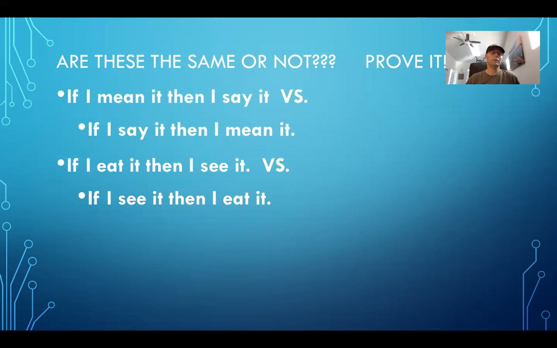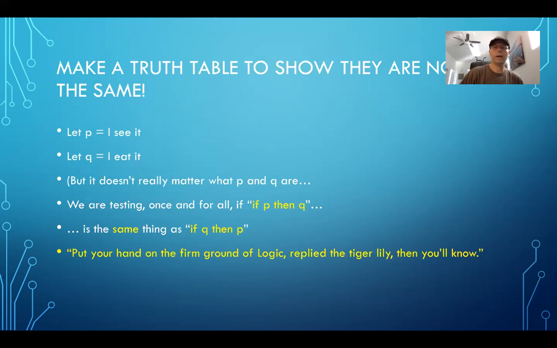But how can we eliminate the need to be intuitively smart? How can we eliminate the need for examples? How can we purely reduce all of this to logic and determine that these two instances really don't match each other, that it's not the same thing? We can do that by assigning symbols to these statements. Let P be I see it, and let Q equal I eat it. It really doesn't matter what P and Q are. What we're really comparing is if P then Q against if Q then P.